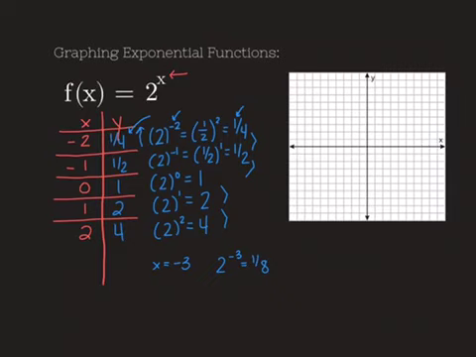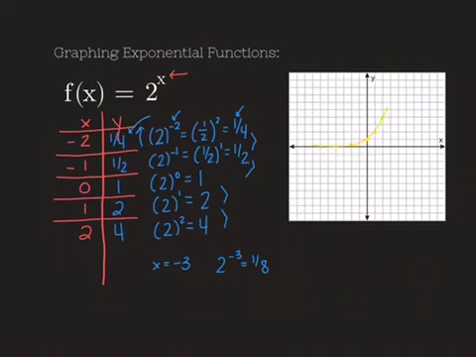So we have -2, and then we're going to go up 1/4, so still staying close to the x-axis there. -1, and then halfway between 0 and 1. Then we have the point 0, 1. We have 1, 2, and we have 2, 4. So the graph is actually going to look like this.